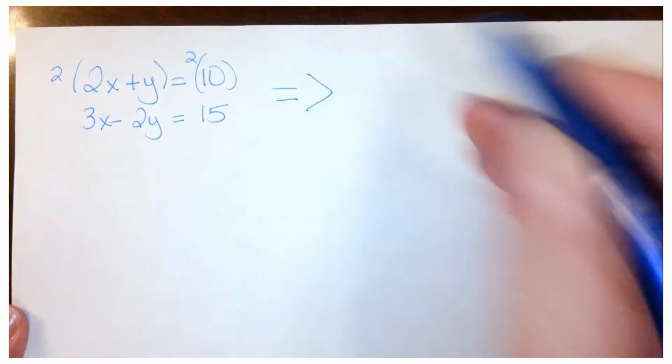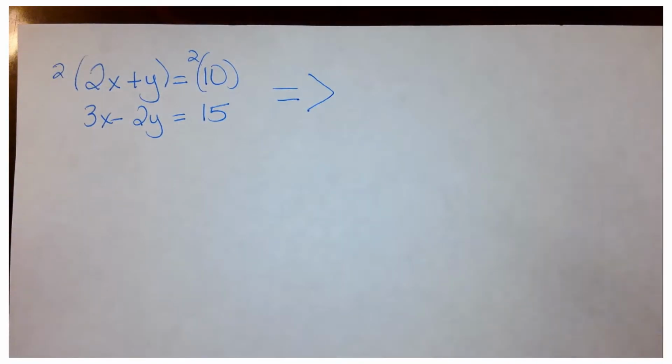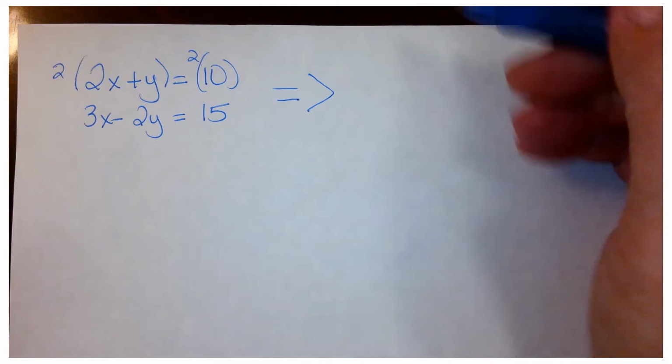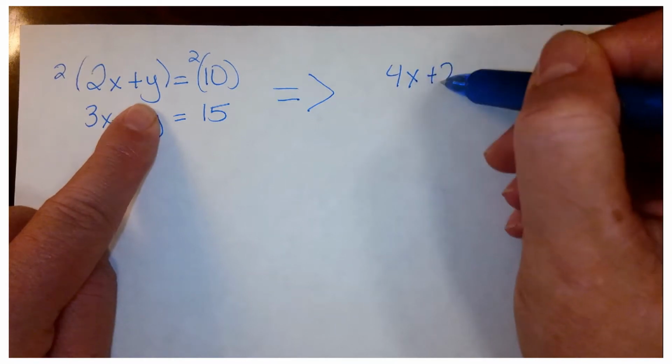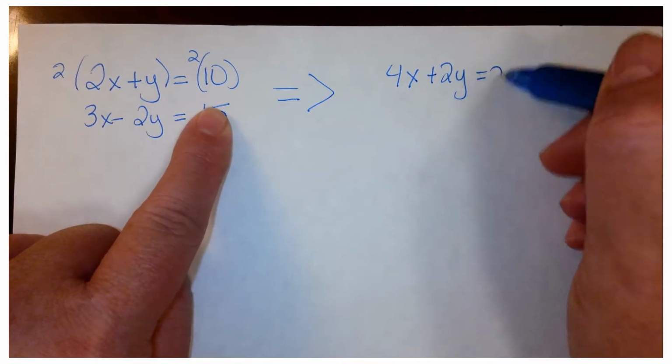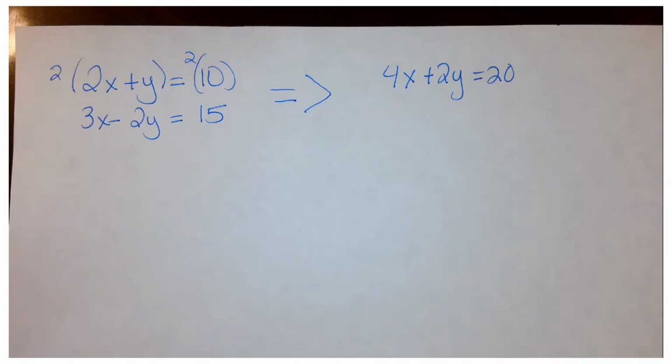So this is going to give me a new system of equations. And this is a completely legal operation. We can multiply any number on this equation, but it has to be all the way through. Every single one of these terms in this first equation has to be multiplied by this number. So 2 times 2x would give me 4x. 2 times y would give me 2y. And 2 times 10 would give me 20. So I have an equivalent equation here. I haven't changed the solution, because I multiplied everything by the same thing.